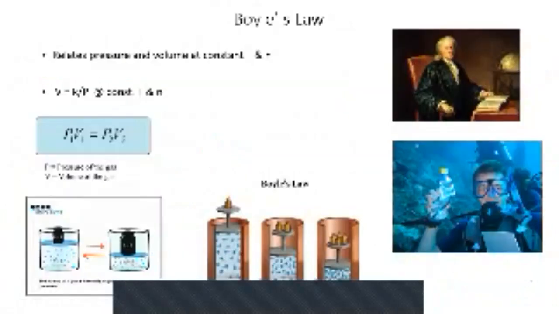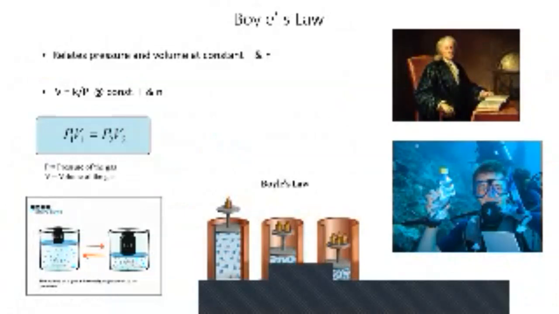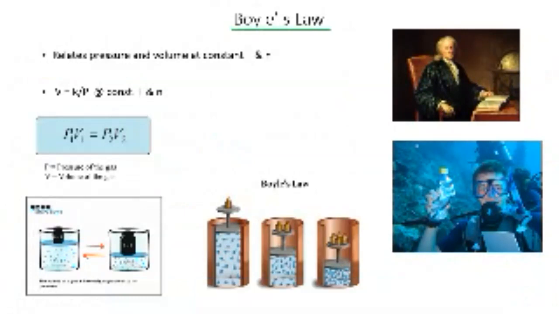Now we're going to be talking about the interdependency of the different quantities of a gas. The first one we're going to talk about is Boyle's Law, and this is a picture of Mr. Boyle here. And most of these individual gas laws were developed by scientists, I would say anywhere between the 17th and 18th centuries.